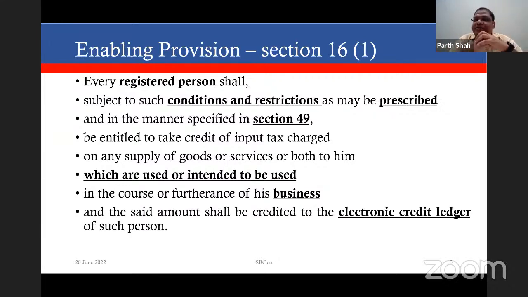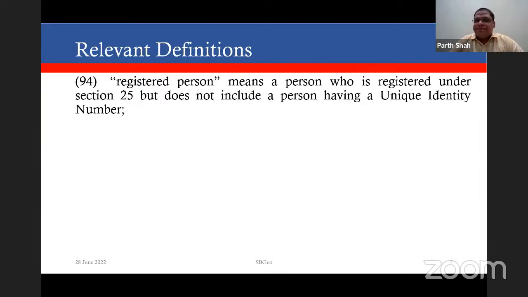And lastly, the amount which you once claimed will be credited to your electronic credit ledger. This is like your bank account with the government, only it's not in the form of money, but in the form of an electronic credit ledger, input tax credit. We had a similar concept under the Cenvat regime also, where we had the Cenvat credit passbook system. Same concept continues here also.